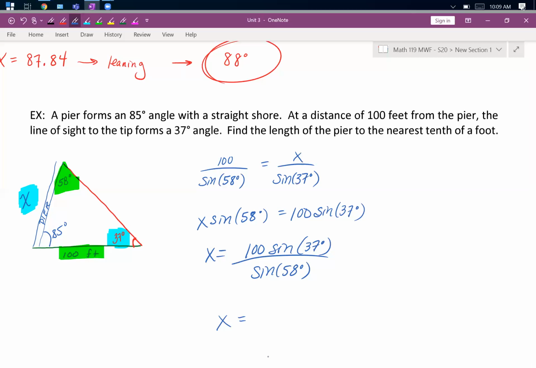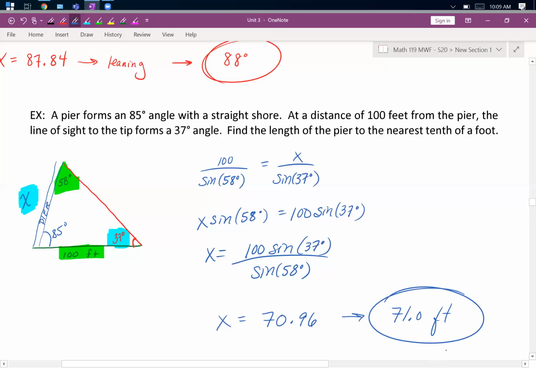Anybody get an answer? 70.96. 70.96. And that seems to be a reasonable answer. I'm anticipating something less than 100 since our angle of 37 is less than that angle of 58. And the directions want us to round to the nearest tenth. So we'll turn that into 70. Oh, that's going to bump up, right? 71.0. And our unit is feet. Questions at all?